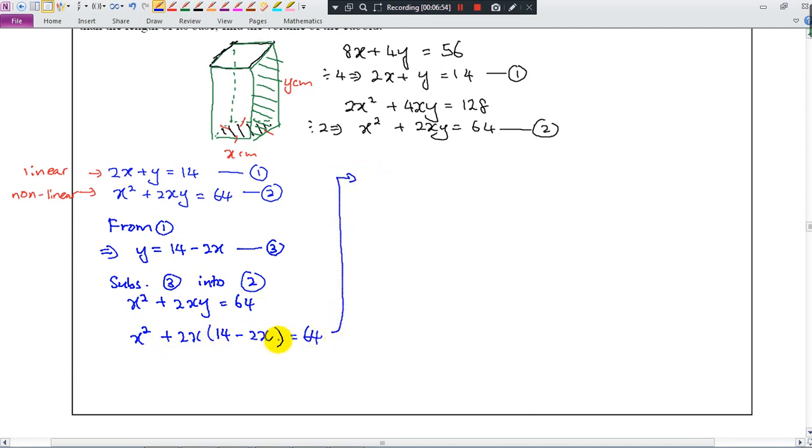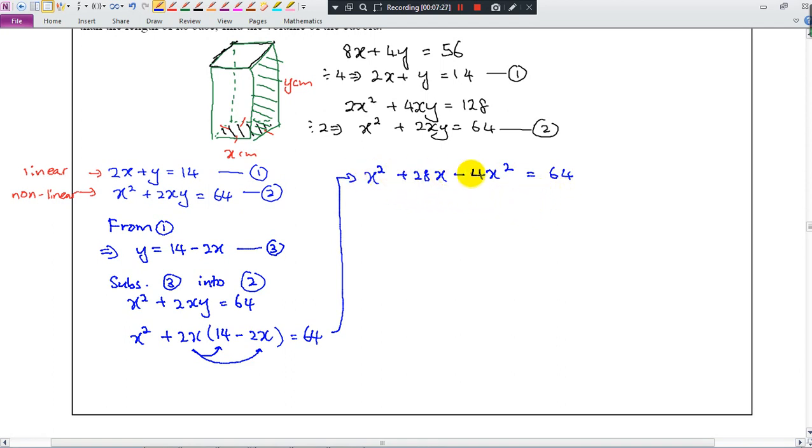Now we just do some expansion. x squared plus 2 times 14, 28, and we have x here. Positive, negative, you get negative here. Then 2 times 2, you get 4. x times x is equal to x squared. So you have 4x squared equal to 64.